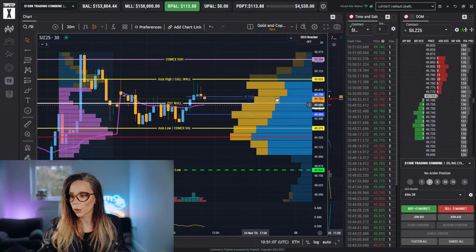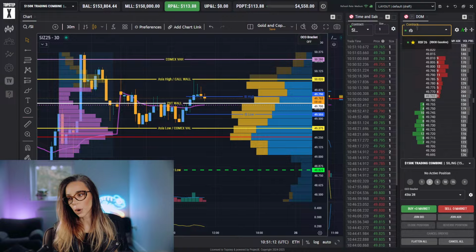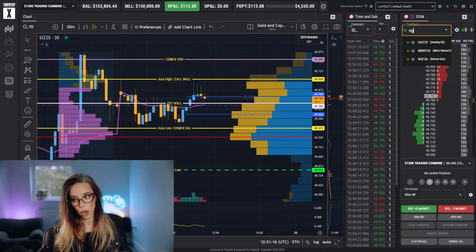Crude oil just rolled. I don't think they rolled RBOB yet. Oh yeah, they did. Okay, so RBOB rolled as well. So I'm not going to be rushing into energies. And natural gas rolled. Yay. Okay. Heating oil didn't roll.